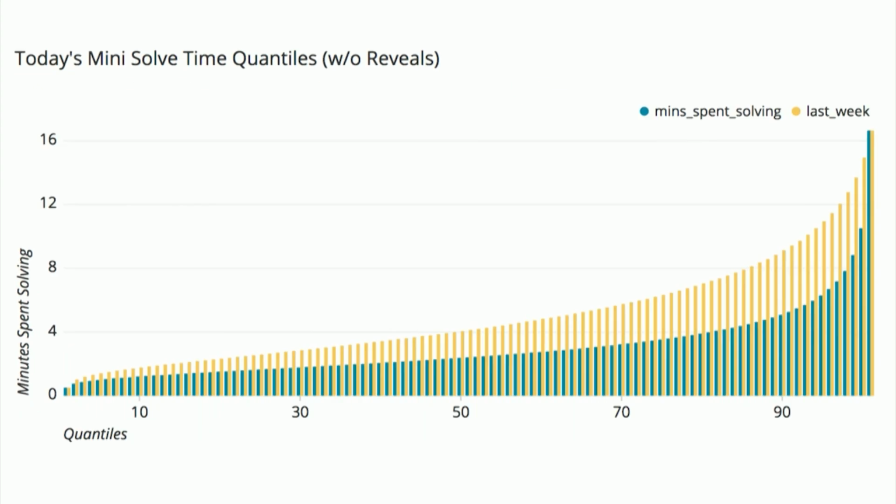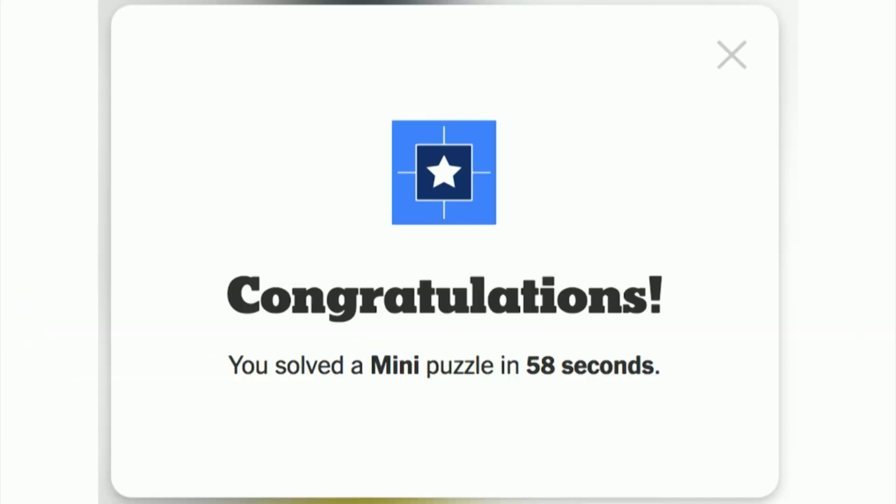And this is cool. This is the mini solve times between this week and last week. This is for today's, so today's is in blue. So you can see that today's is much easier than last week's. I did today's in 58 seconds. The mini is free. You should all go and try it and try and beat 58 seconds. I'm in the 4th percentile. So, goals. Thank you.